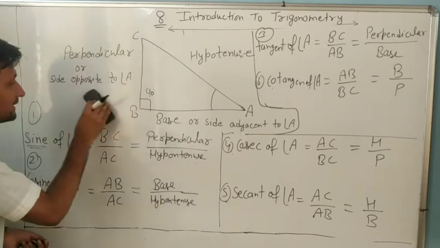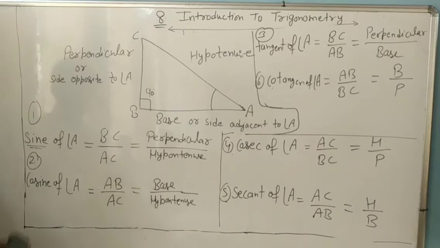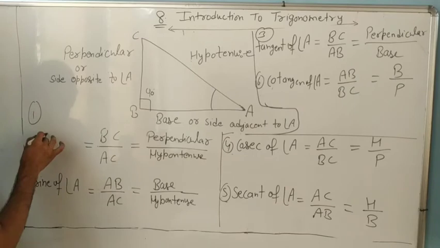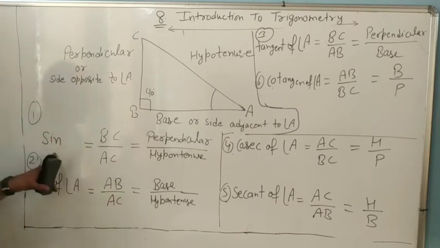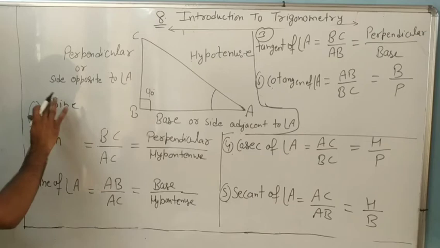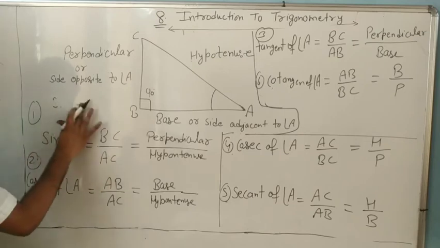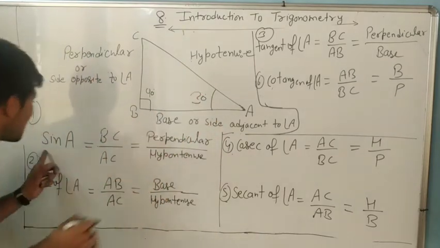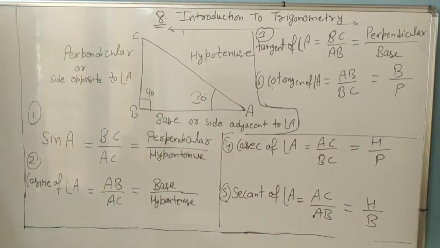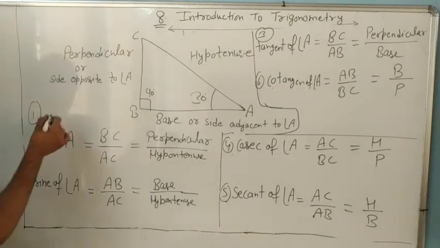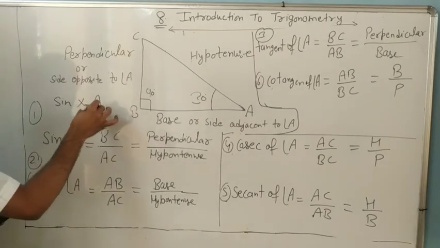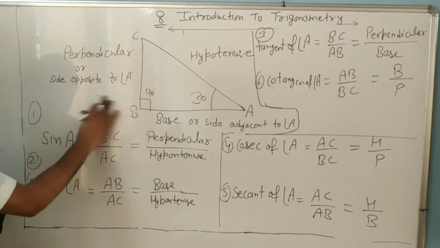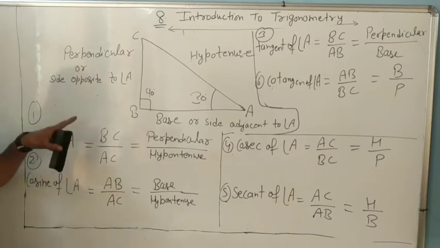Same as it, dear, I will give the name: sine of angle A, you can write sin. Don't write SINE. Write sin and A, where A means angle A. If it is 30 degrees, it means sin 30. And don't think it means sine multiplied by A. No, it is not multiply. It means sine of angle A.